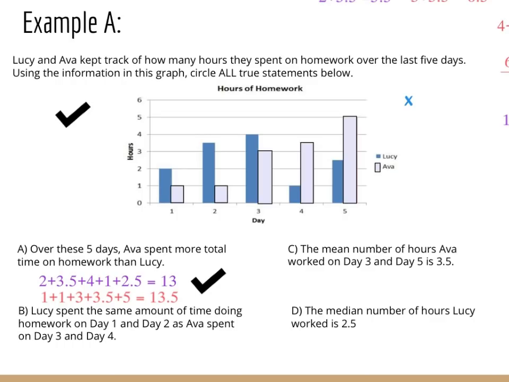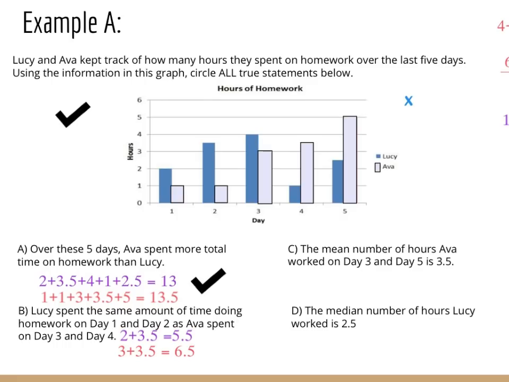Letter B says, Lucy spent the same amount of time doing homework on day 1 and day 2 as Ava spent on day 3 and day 4. So again, let's take Lucy first. We're going to add up her day 1 and day 2. So 2 plus 3.5 equals 5.5. Now we're going to take Ava's day 3 and day 4, and when we do that, we get 3 plus 3.5, and we get 6.5. Well, 5.5 is not the same as 6.5, so therefore this statement is not true.